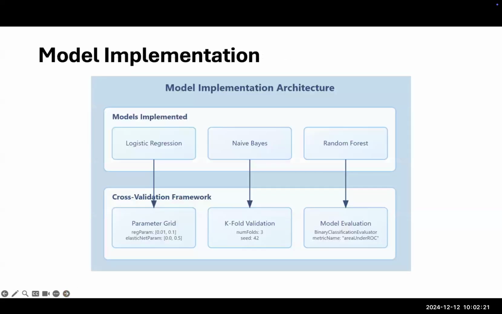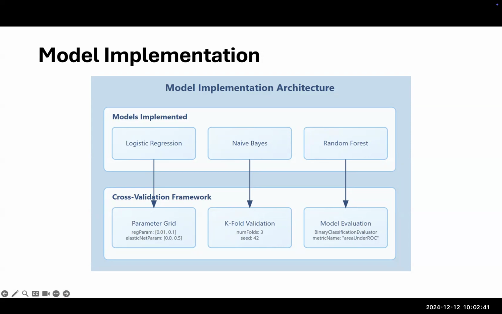Then we have the model implementation architecture. Our implementation architecture showcased the robust cross-validation framework we built for each model. Logistic regression, naive Bayes, and random forest went through this pipeline. What's particularly interesting here is how we handle model validation.